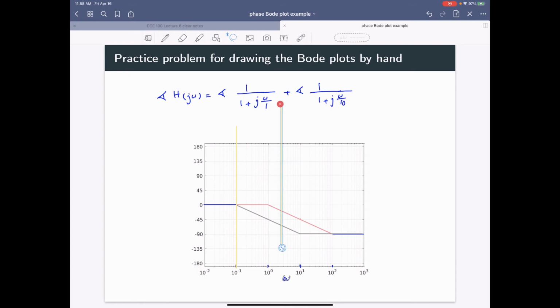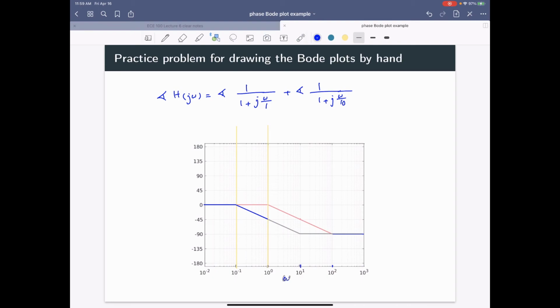For anything between omega values 0.1 and 1, in this range here, the angle of the first one is 0, and this one changes. It's a line function, so I'm adding all of these numbers on the y-axis by 0. That means I'm going to have the same function. So with that, let me draw the same line here. So this is my line there.